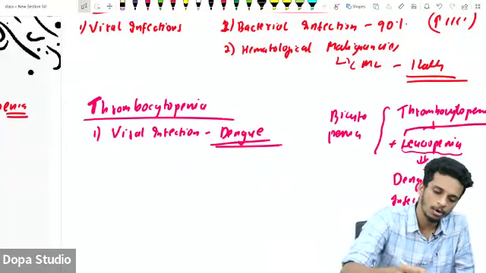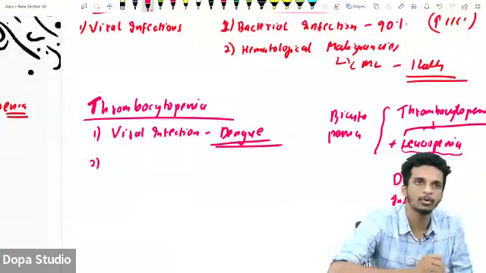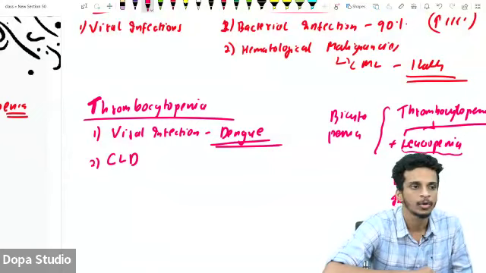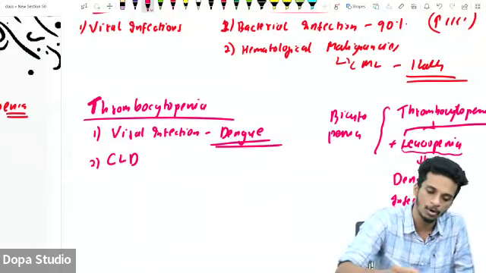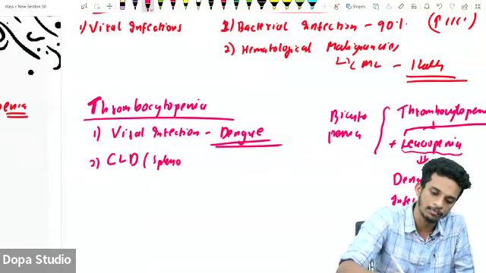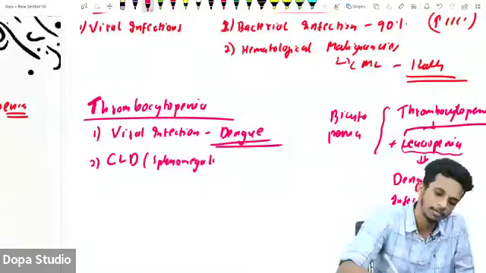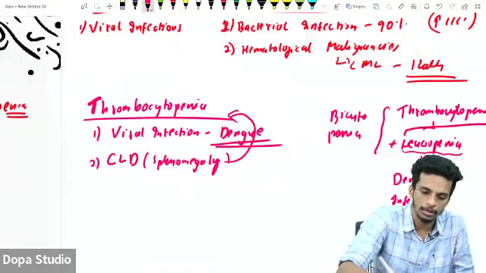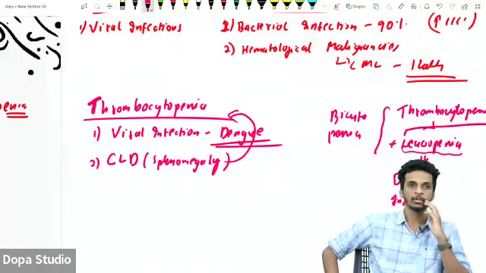Is that clear? Okay. Now, the second most important cause of thrombocytopenia is chronic liver disease. Patients with chronic liver disease can have thrombocytopenia. Why? Because CLD causes splenomegaly, and similar to RBCs, platelets are also destroyed by the spleen. So splenomegaly causes thrombocytopenia. That's why patients with CLD have a decrease in platelet count.